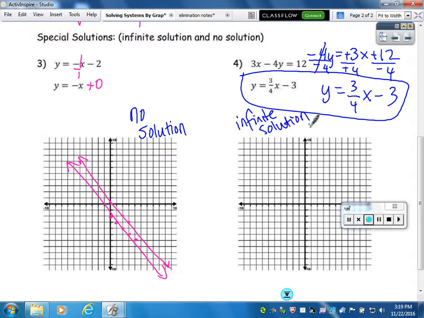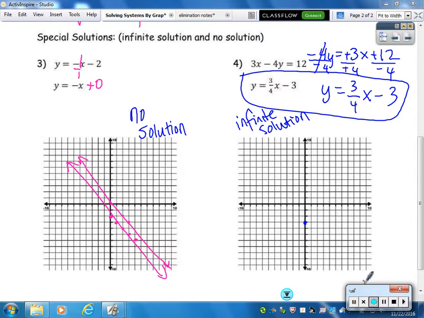So let's take a look at that. If I graph my first one down at negative 3, I've got to go up 3 over 4, up 3 over 4, and then I go and graph my other one. It also starts here and goes here and goes here. So no matter where this line goes, I'm going to have these matching points all along it. So again, that is my infinite solution, or all real numbers.